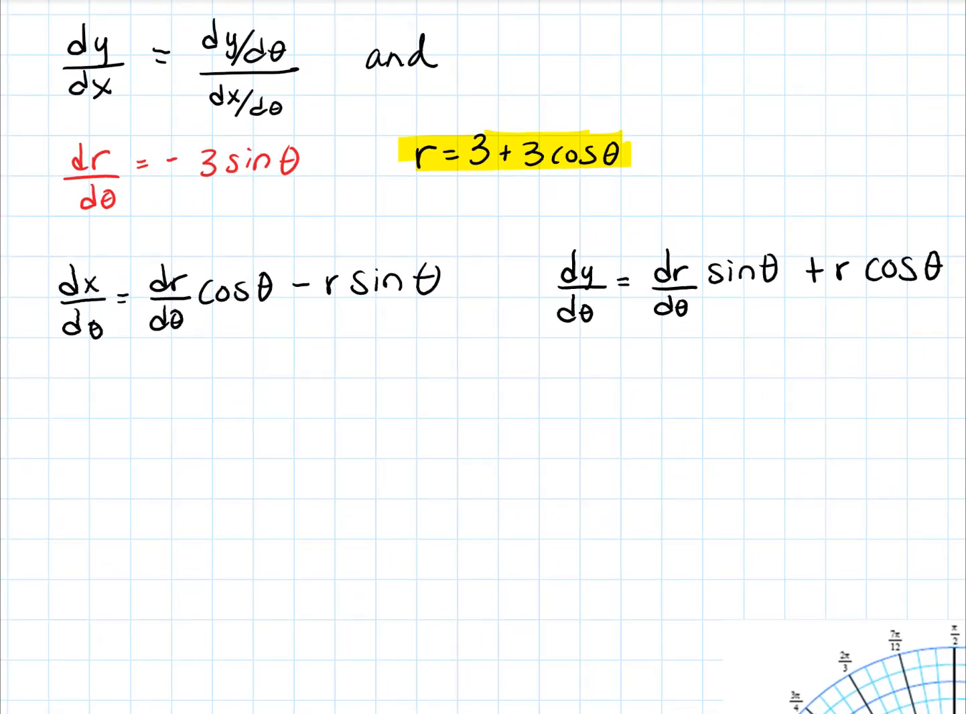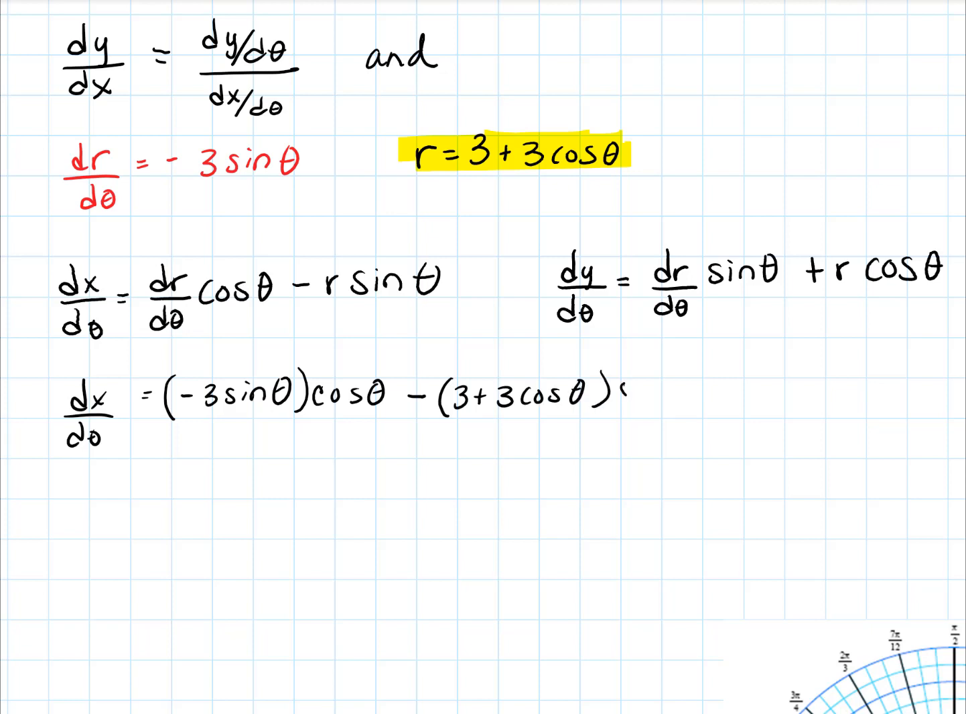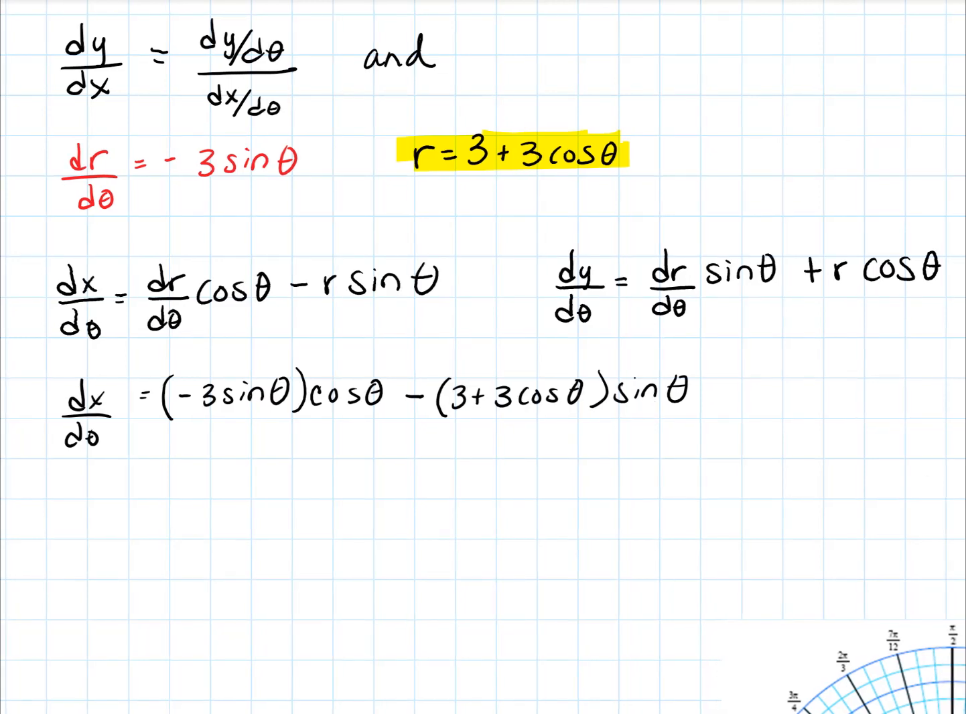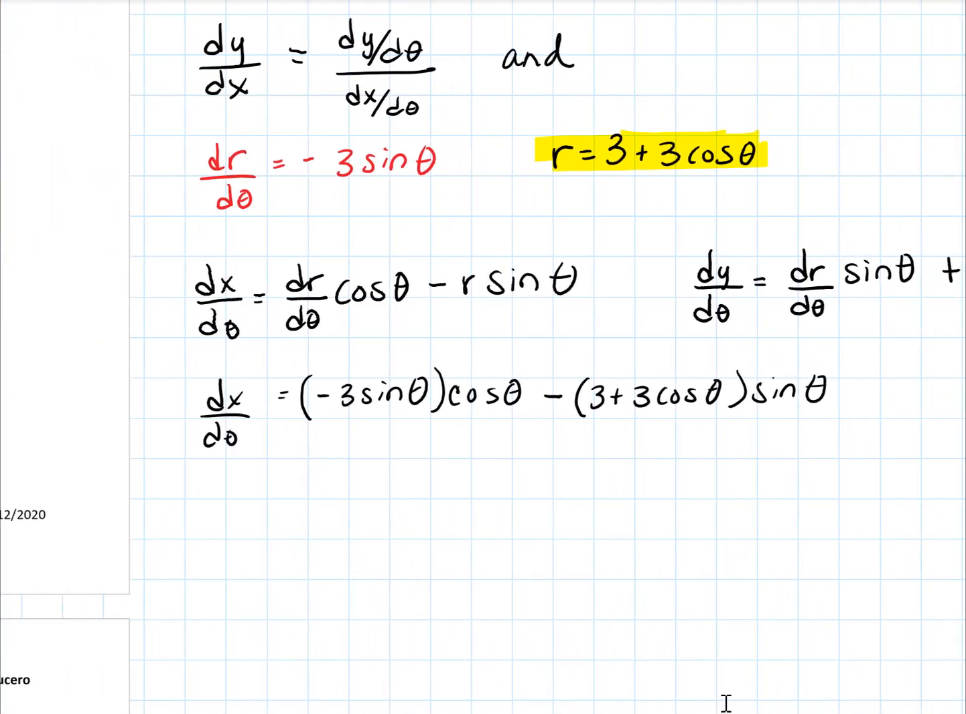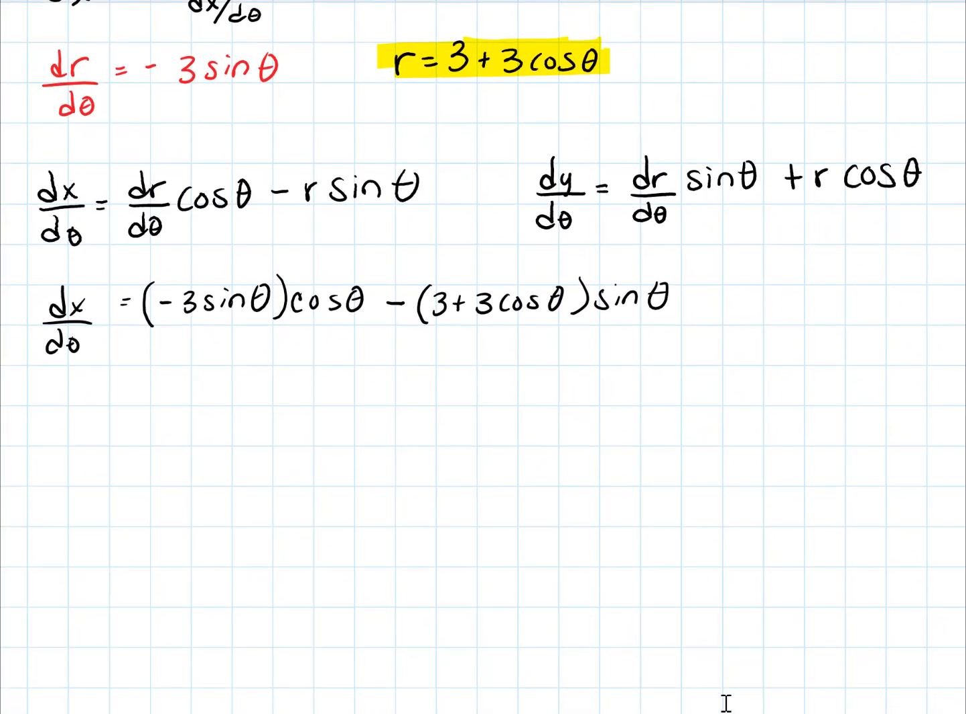So dx/dθ, we're going to have some simplification to do here too. So dx/dθ is going to be -3 sine of theta cosine of theta minus 3 plus 3 cosine theta times the sine of theta. And I'm going to go ahead and simplify that all the way down as much as I can, so that when I go to start plugging stuff in, I don't have a big messy algebraic or trigonometric function to work with.